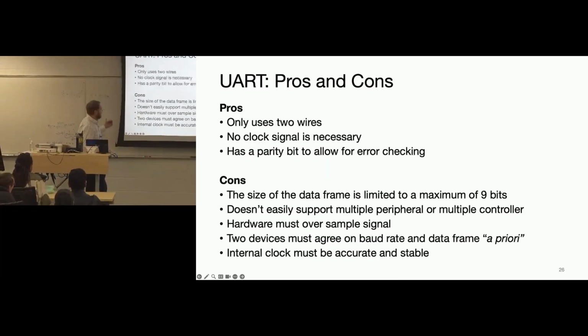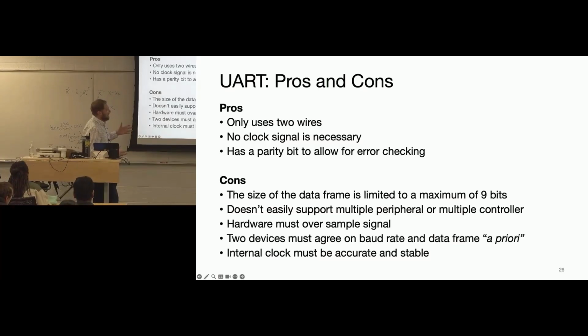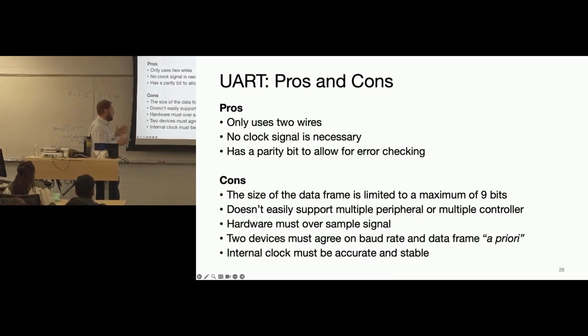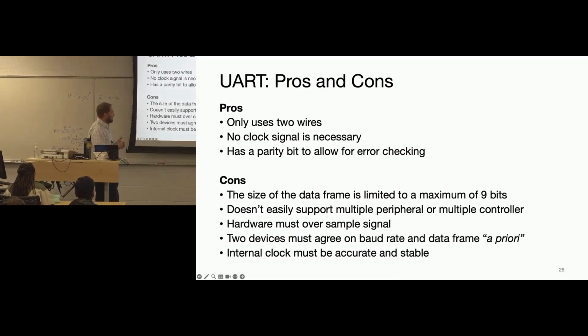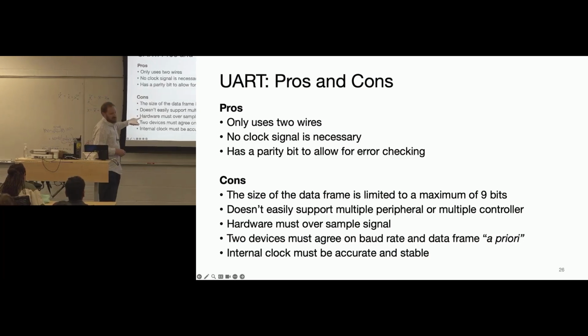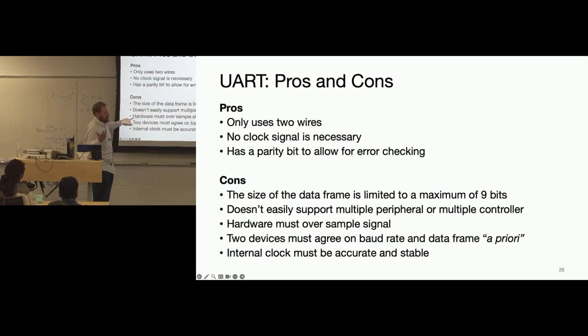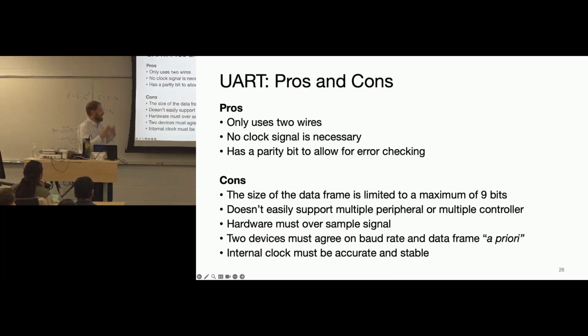So cons: the size of the data frame is limited to really 8 bits, but you could get 9 bits out of it. It doesn't really support multiple peripherals or multi-controllers. There was a way to do that. We're not going to implement that anymore. It's not implemented on your devices. So it's one device to another device. Your hardware oversamples, maybe it's a conceptual con, but realistically it's taken away for you. You don't care. And then devices have to agree a priori. It's going to be hard to hot swap things. That's not what this protocol is good for, where you connect 2 things together and they just start working.